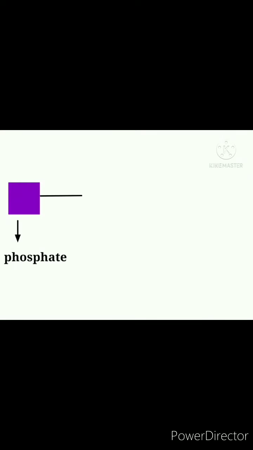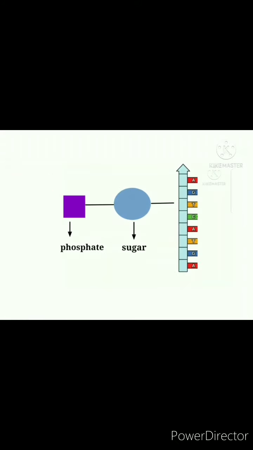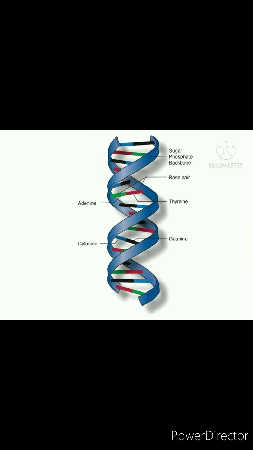The phosphate group is linked to sugar to form the side of the ladder, or the backbone of DNA, and complementary bases A to T, C to G are attached to this backbone. Due to the bonding of sugar-phosphate molecules, the DNA forms a helix structure.